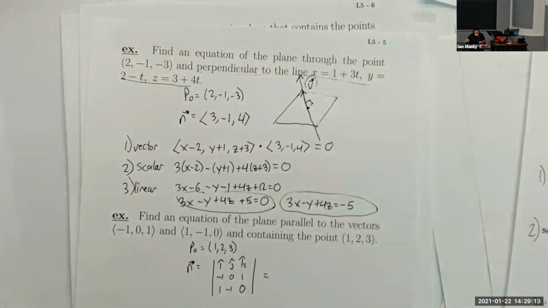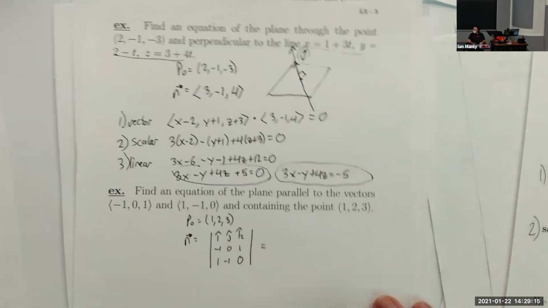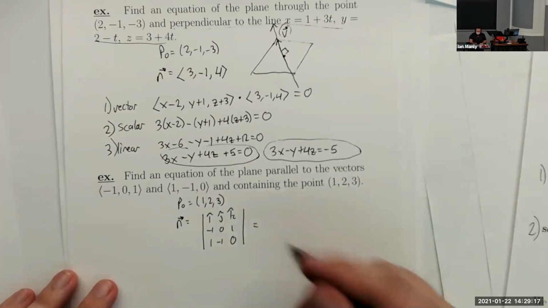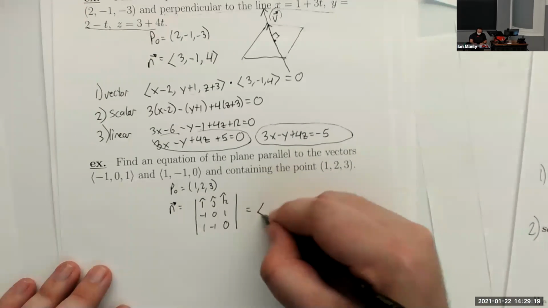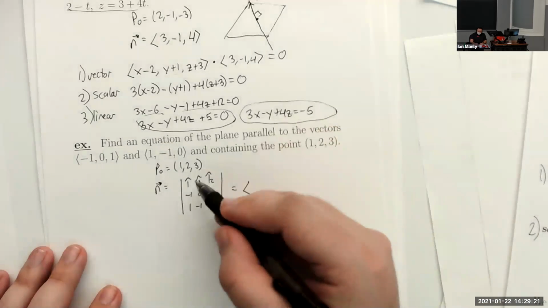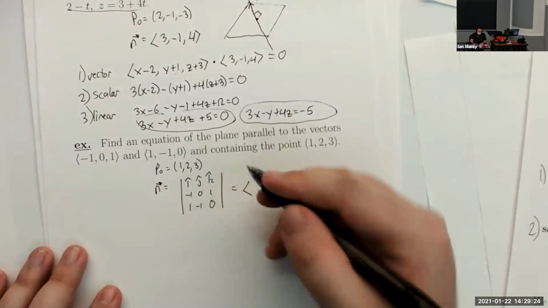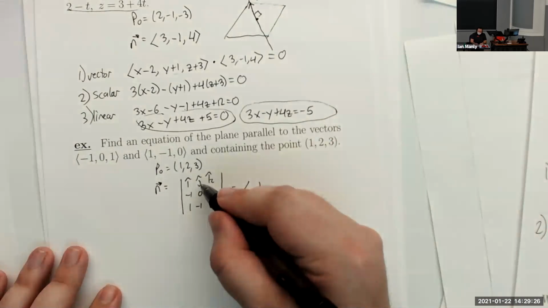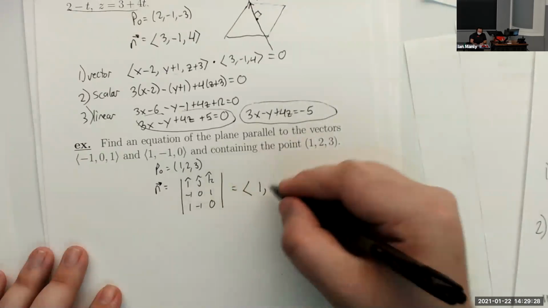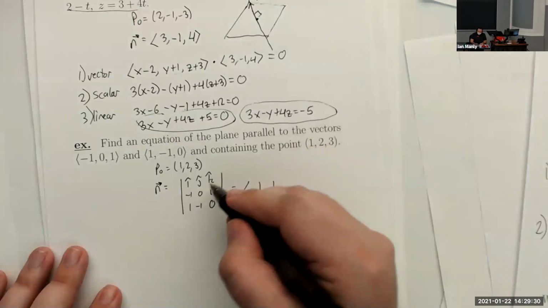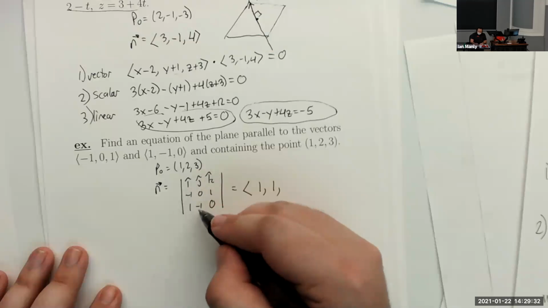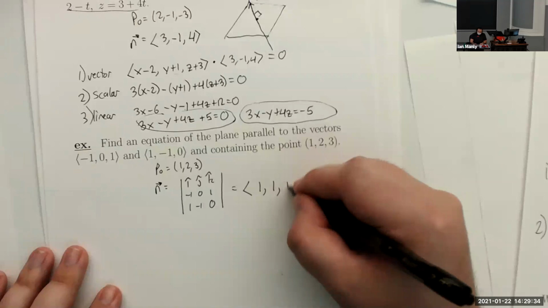I'm just going to speed through the arithmetic for the cross product here to save some time so we can get to the end. So the I component will end up being +1. The J component will end up being +1 as well. And the K component will be, oh, wow, that's +1 too.